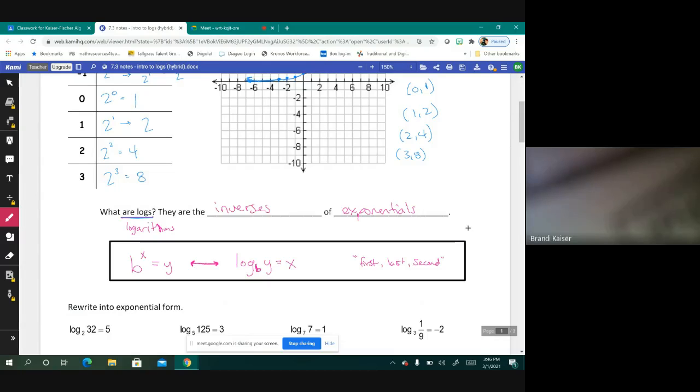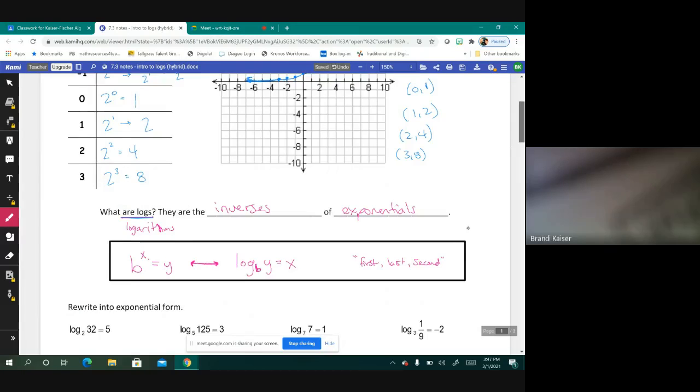Okay, it kind of helps with the order of things, like this would be first, this would be last. Well, here, this would be first, this would be last, this would be second. And so when you move it around, here's the first, here's the last, here's the second. You could also go the opposite way. So if you were trying to change a log into an exponential, you would go first, last, second, and that would be the order that they would go in the exponential. Okay.